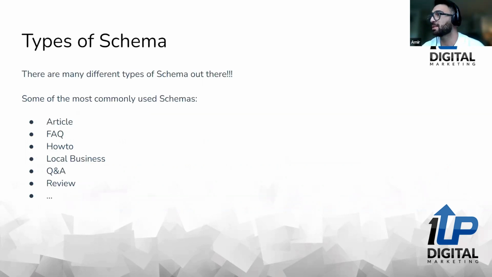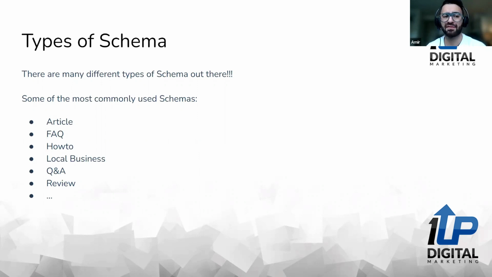So there are different types of schemas out there. There are actually thousands and thousands of schemas. There are a number of them that are common and accepted by Google, and Google uses them to power rich snippets. Some of the common ones are article, used for article pages and blog posts.